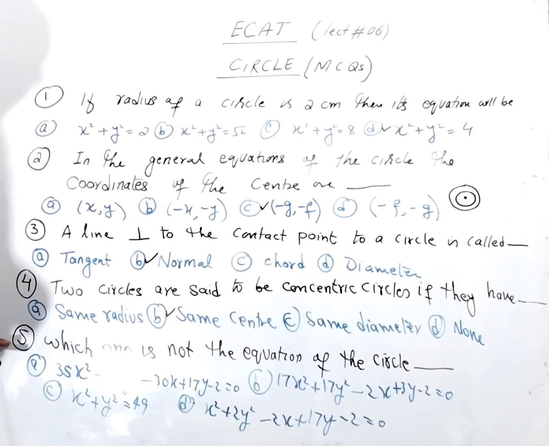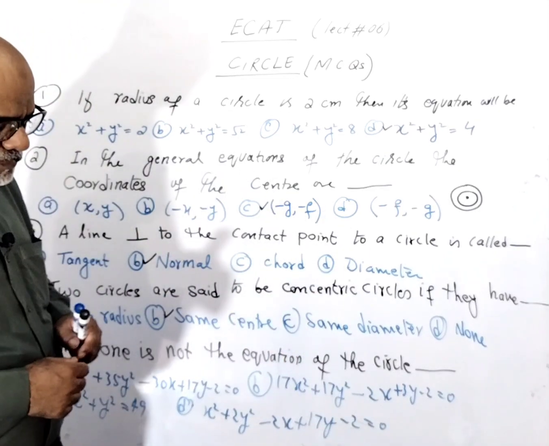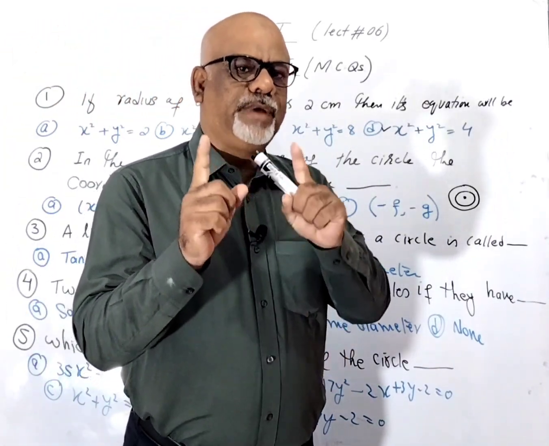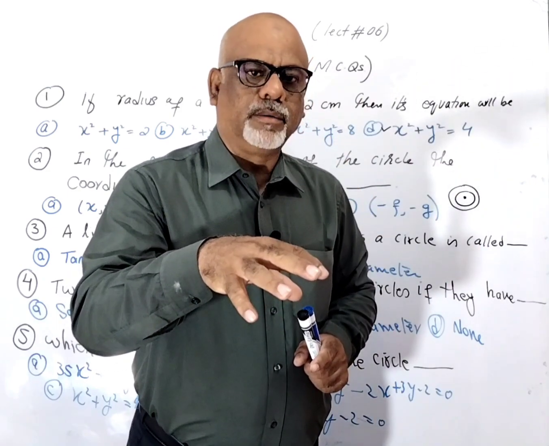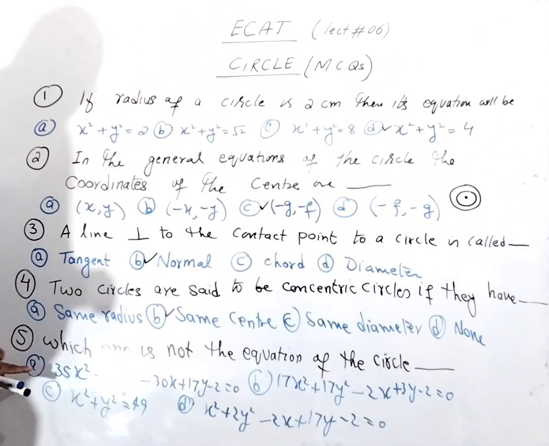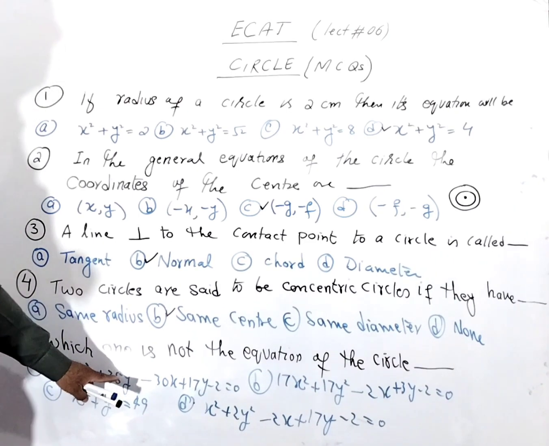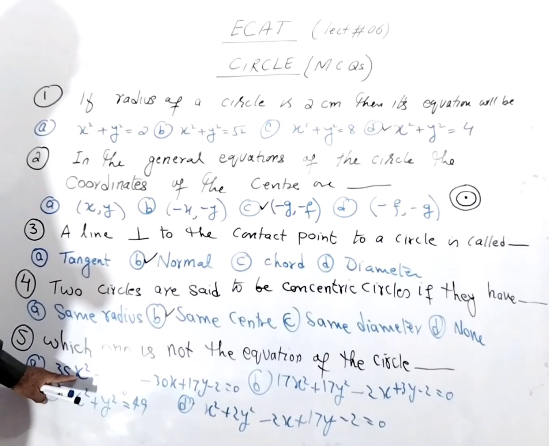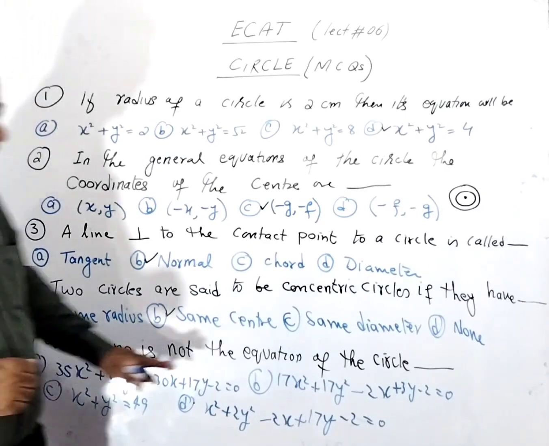Now come to the fifth MCQ. Which one is not the equation of the circle? When we are talking about the equation of the circle, the coefficients of x square and y square should be equal to 1, or we have to make them equal to 1. This is option A, 35x square plus 35y square. So we can take 35 common, so this will be x square plus y square. That means it is the equation of the circle.